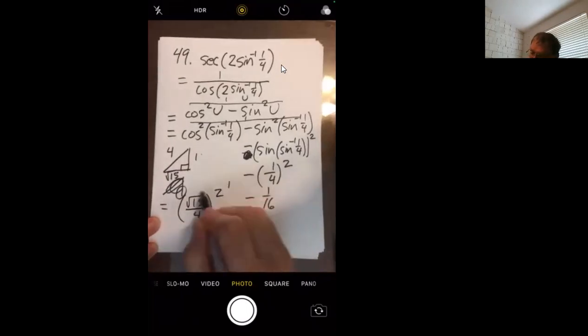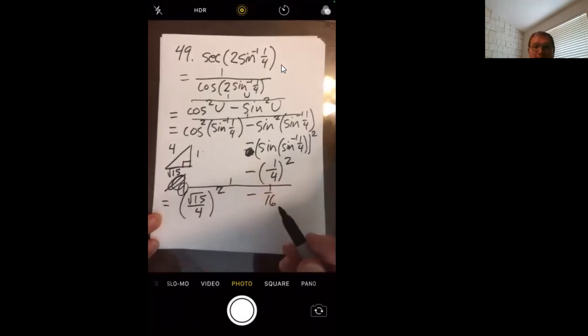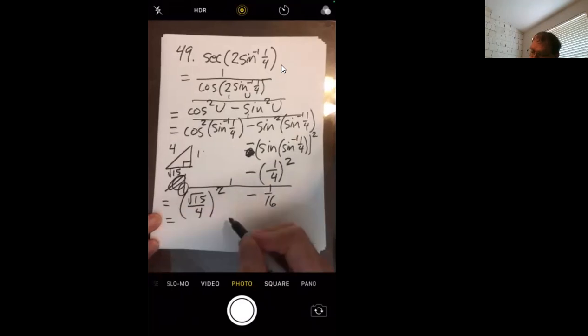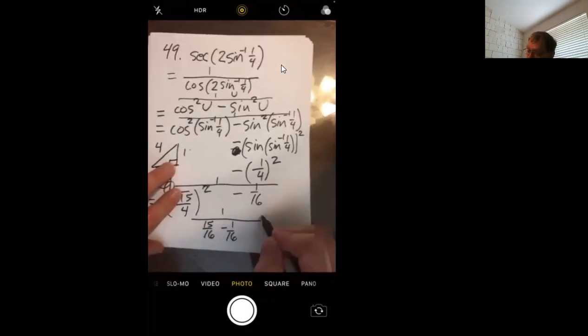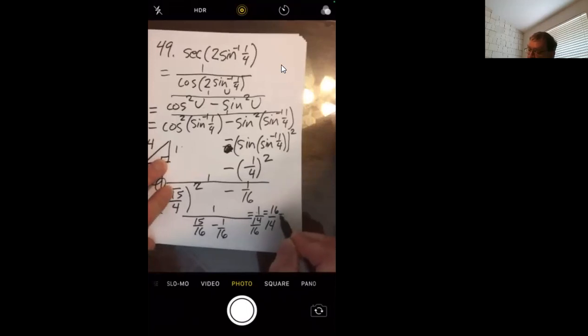And again, it's 1 divided by all of that. So you're looking at 1 divided by 15 over 16 minus 1 over 16, which is 1 divided by 14 over 16, which flips around to 16 over 14, which is going to be 8 over 7.